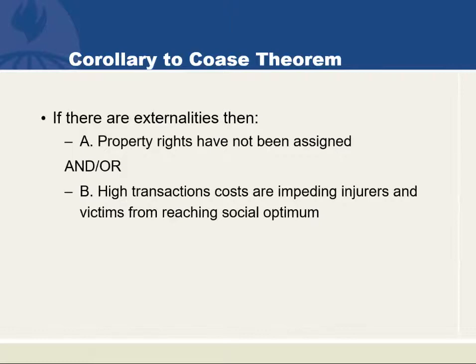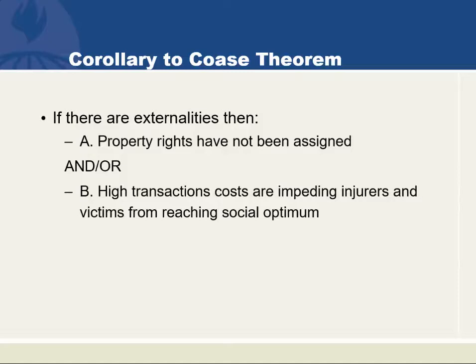So the corollary to the Coase theorem is that if you are looking at externalities in the system, you can conclude that property rights have not been assigned, or there have been high transaction costs that are impeding the transactions between the injurer and the victim. And so the economic solution to externalities should be both the assignment of property rights and the reduction of transaction costs.